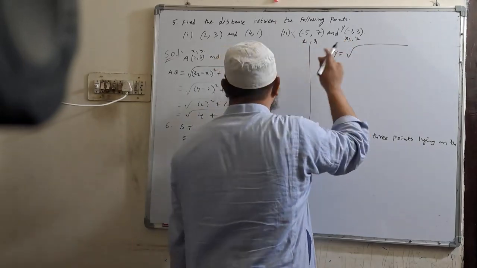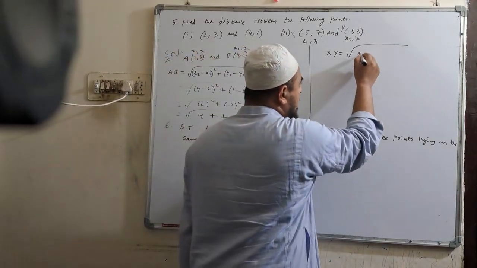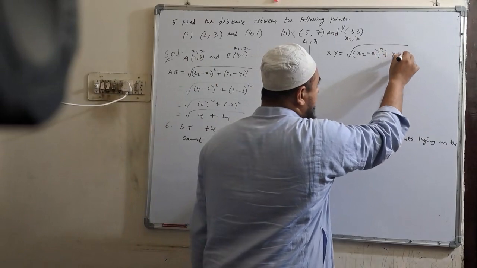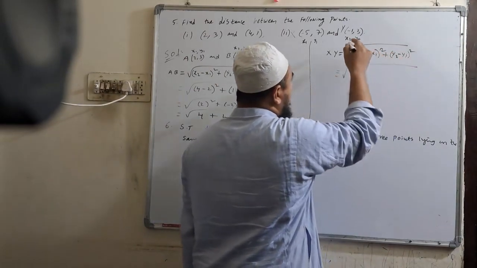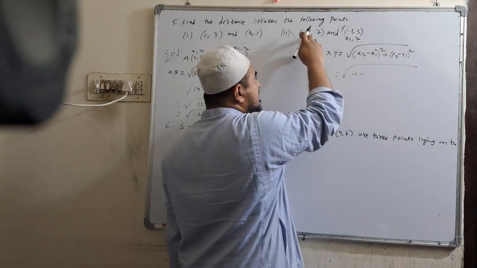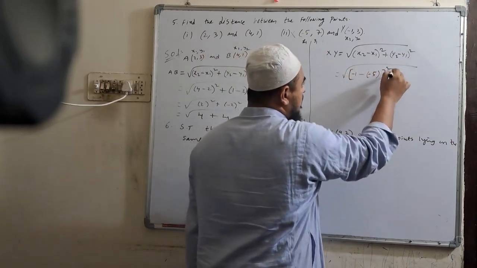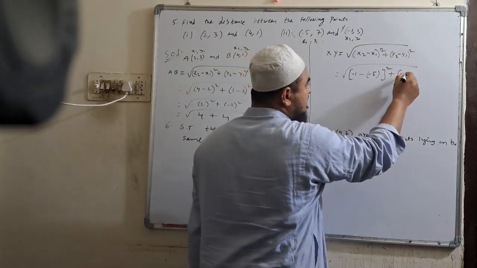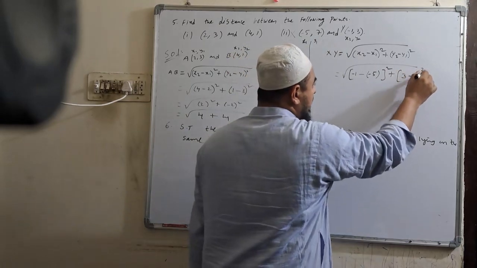Okay, so same formula as this, (x2 minus x1) square plus (y2 minus y1) square. So if you substitute the values here, x2 is minus 1 minus of x1 which is minus 5, whole square. Okay, next (y2 minus y1) square, y2 is 3 minus y1 which is 7, so whole square.